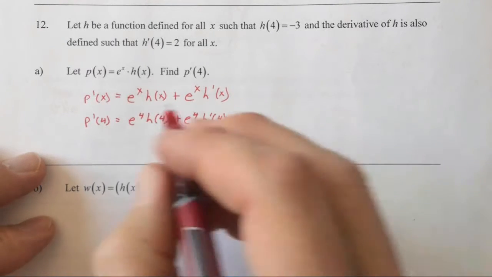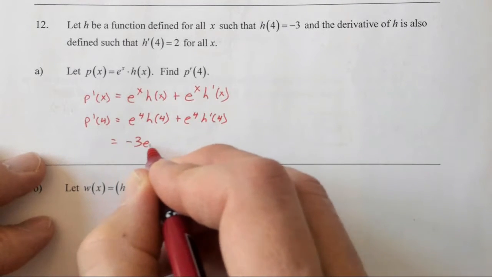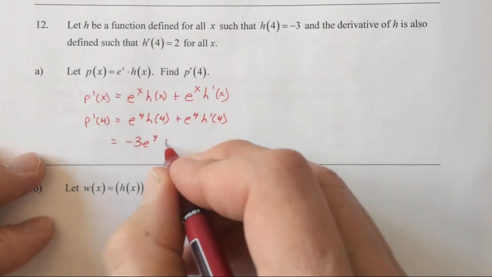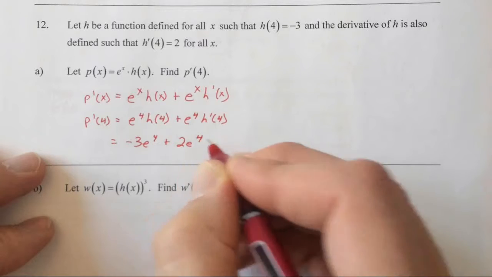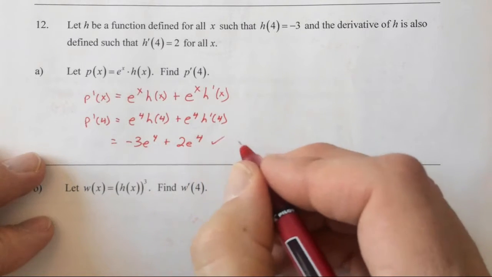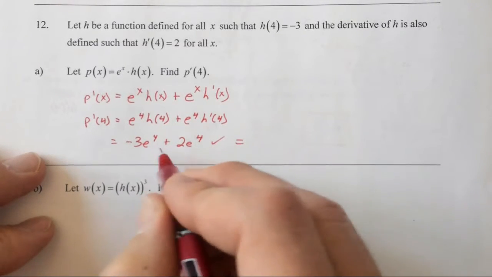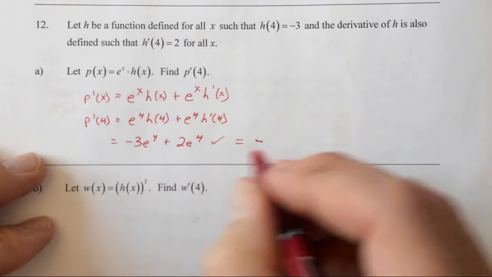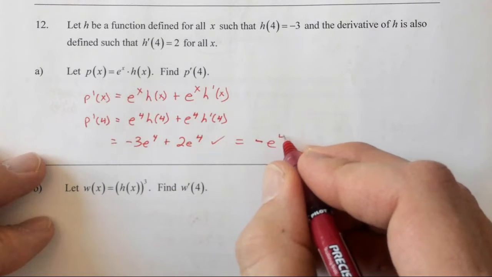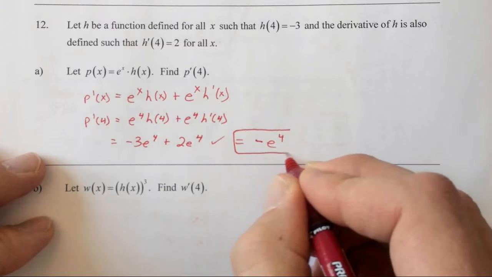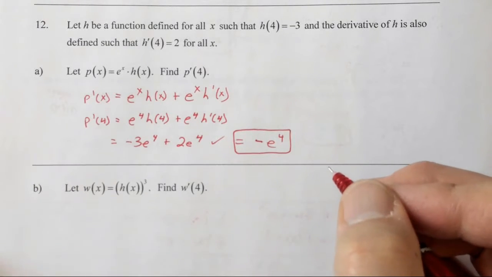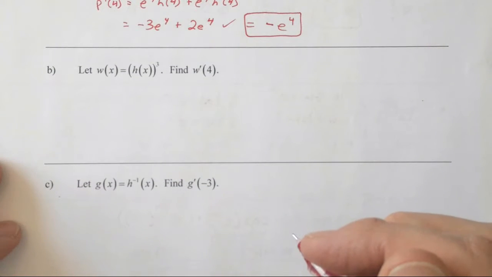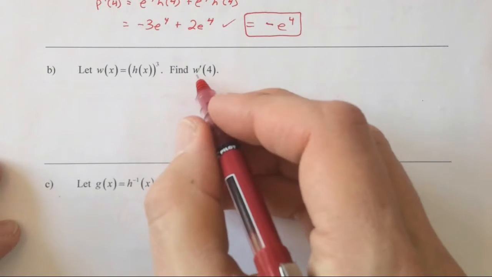H of 4 is negative 3, so we have negative 3 e to the 4th. H prime of 4 is 2, so we have 2 e to the 4th. And again, this answer is fine, but we could also combine our like terms here, and we have negative 3 plus 2 is negative 1, so negative e to the 4th. That's an answer. For part B, w of x is h of x cubed, find w prime of 4.